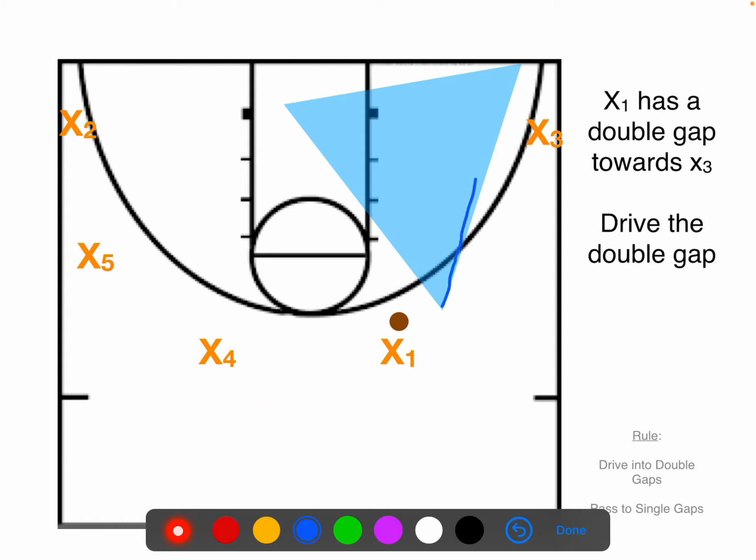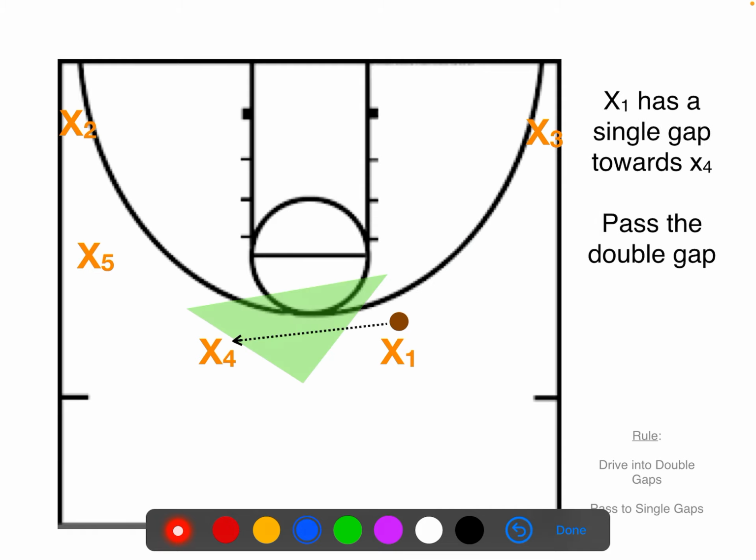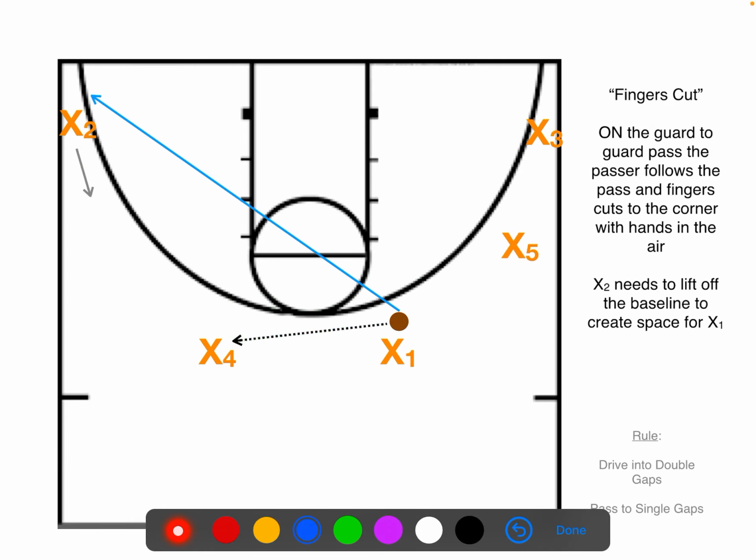Like I said, X1 has a double gap in this whole side of the court, and has a single gap to his left. Now, if we pass it, whether we pass guard to guard, like we see here, well, I'll start here. If we pass guard to guard, then we would look to fingers cut. The important thing, and you guys do a nice job of this, is that if you are in the corner and you see that they pass guard to guard, you better get out of the corner and you better be lifting right away to give X1 room to fill that corner. But a guard to guard pass triggers a fingers cut.